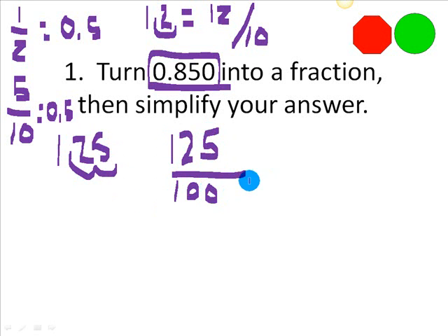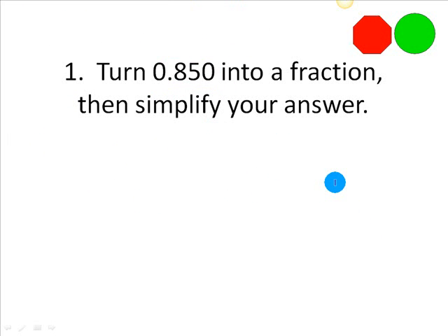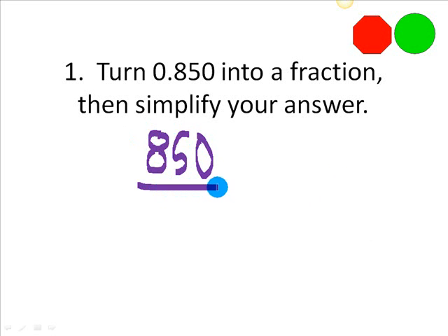So let's take a look at 0.850 and turn it into a fraction. So our numerator would be 850, and our denominator would have 1, 2, 3 zeros in it, so it has 3 zeros, and all that comes after a 1. So there's the fraction.